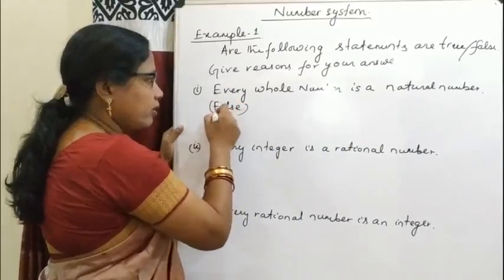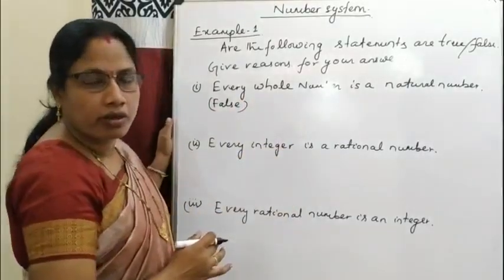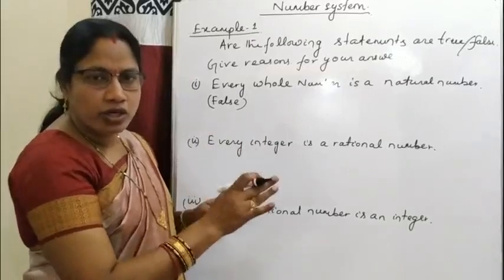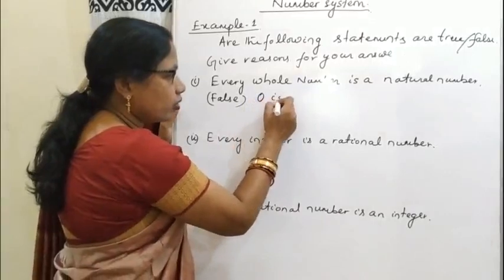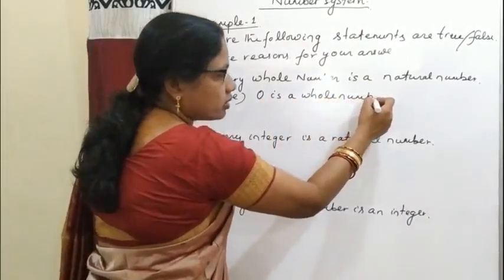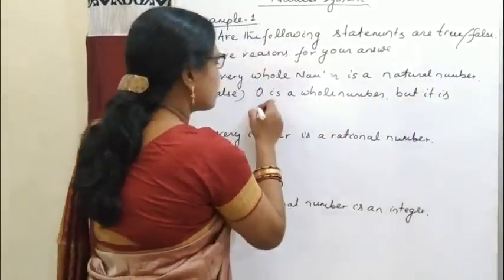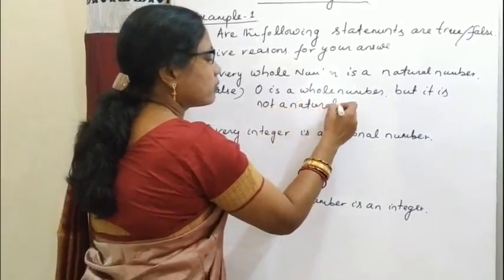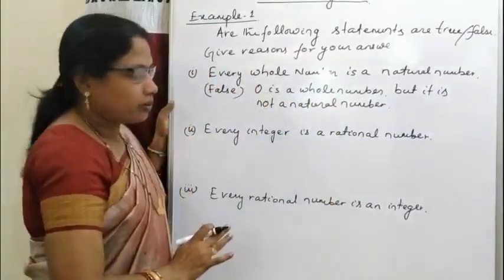Why? Because here it is given every whole number is a natural number. But we know that the natural numbers added with 0 are known as whole numbers. So here 0 is a whole number, but it is not a natural number. So this statement is false.